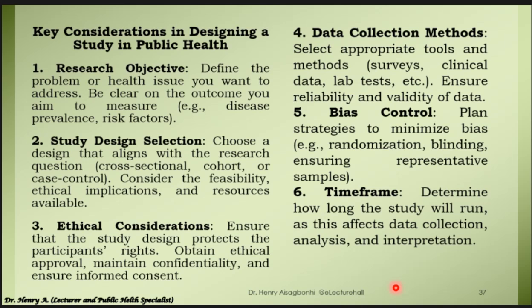Number 5, bias control. Here you plan strategies to minimize bias. Example, randomization. You don't just pick because I know this person, come and take part in this research. Oh, it's my teacher. Oh, it's my friend. We are best friends, so come and be part of this research. No, there must be clear ways of minimizing bias. For example, randomization. I get to a class and there are 36 and I need only 15 persons to fill this form. I do not say, okay, you come, you are my friend, class rep, you come. No, you don't do that.